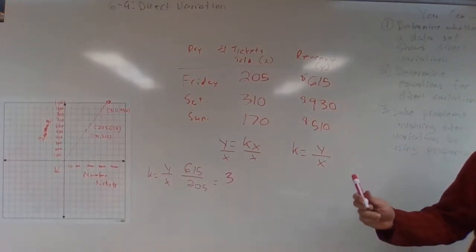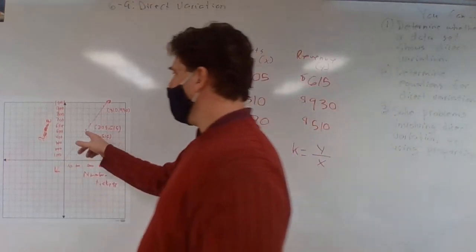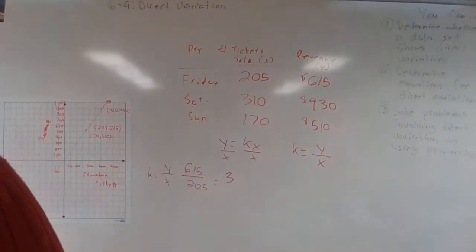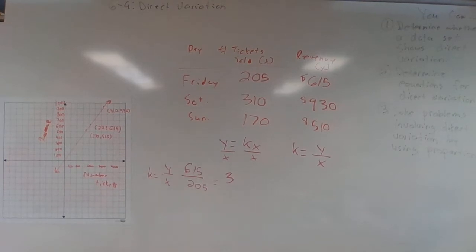Now that's my slope. Now again, if you look at this here, it's hard to see it because the space between each point is actually quite far. So it's very hard to see.